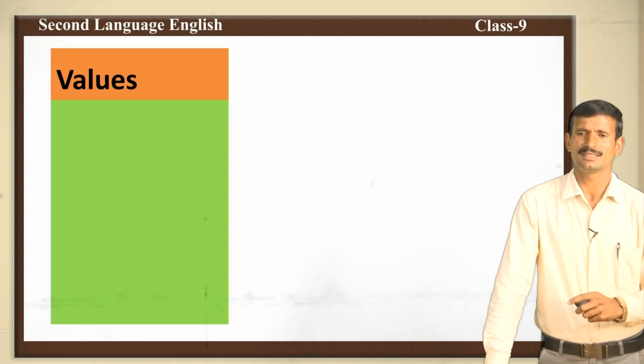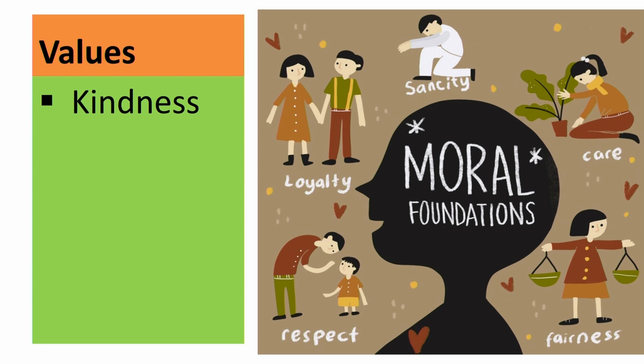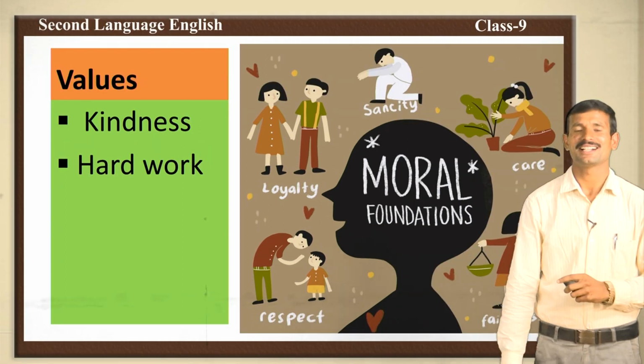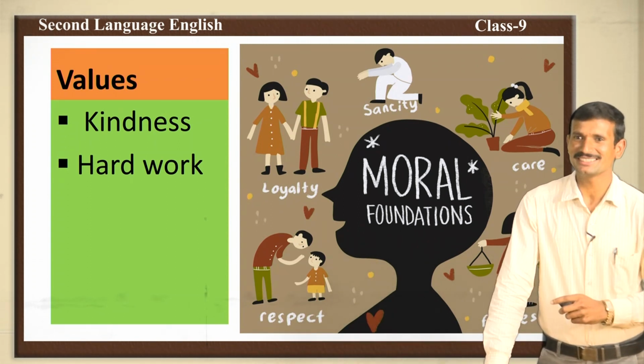Next one, let us come to the moral values from the lesson. What are the values we can learn from the lesson? Kindness. The king prayed to the hermit, he helped the hermit. It shows the kindness. Next, hard work. Who was doing the hard work? The hermit was doing the hard work. He was a very simple man.